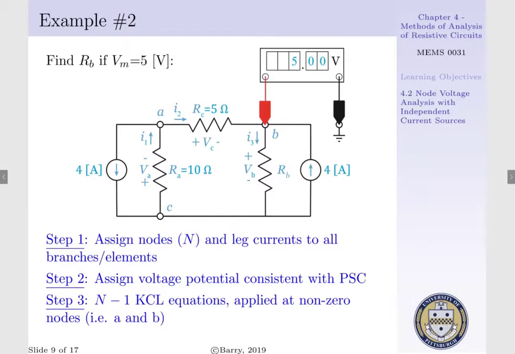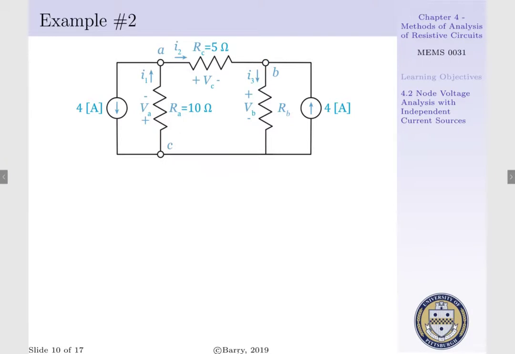Our third step is to construct n-1 KCL equations. We have 3 nodes, thus we need 2 KCL equations, and if we apply these at our non-zero nodes, we will construct KCL equations at A and B. Simplifying our circuit by removing our voltmeter and recalling VB is equal to 5 volts, we can begin to construct our KCL equations.